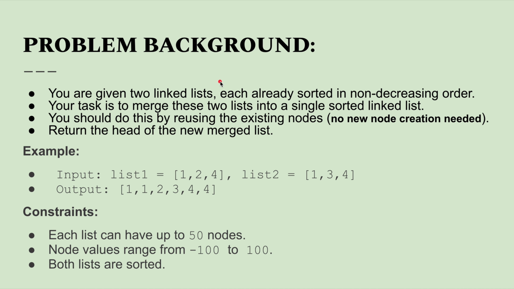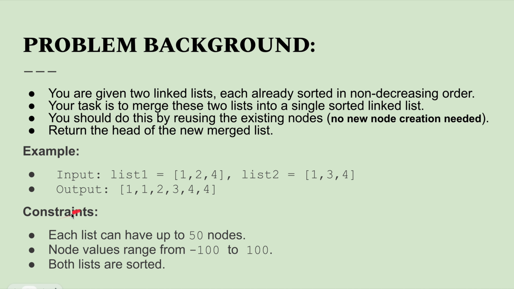Means no new node creation should be there. Only you have to check from here and here. If this is less than, it will go into the new sorted linked list, right? And if it is greater than, we'll keep it like that only, okay?